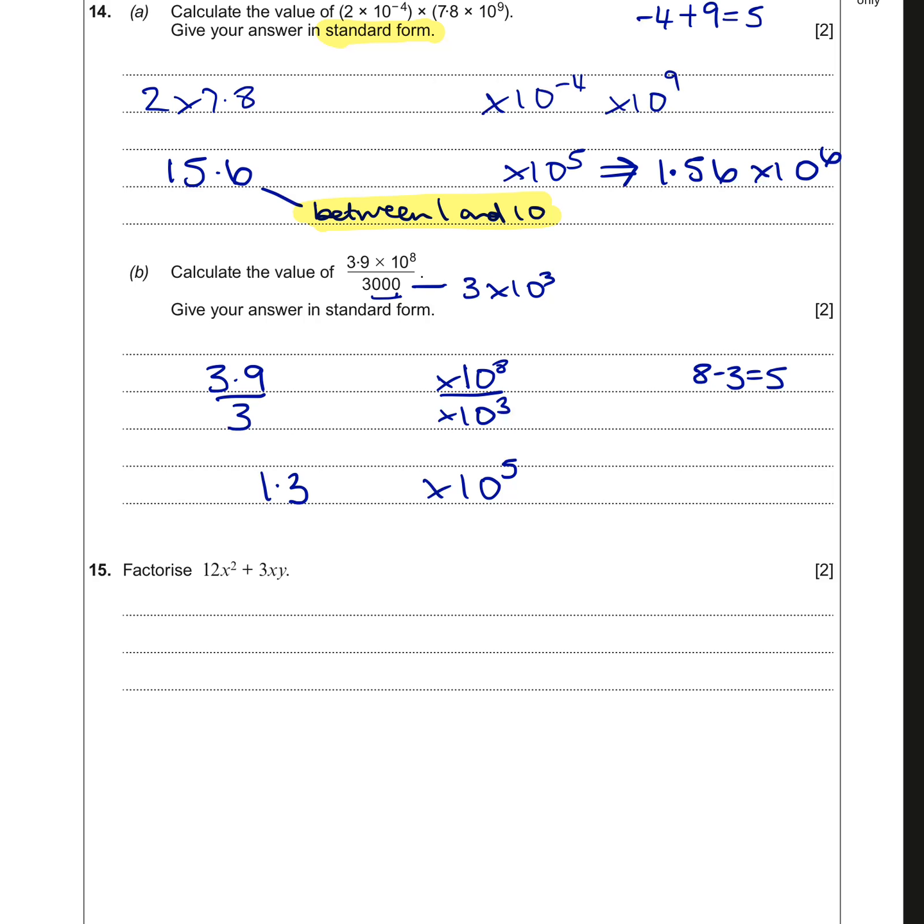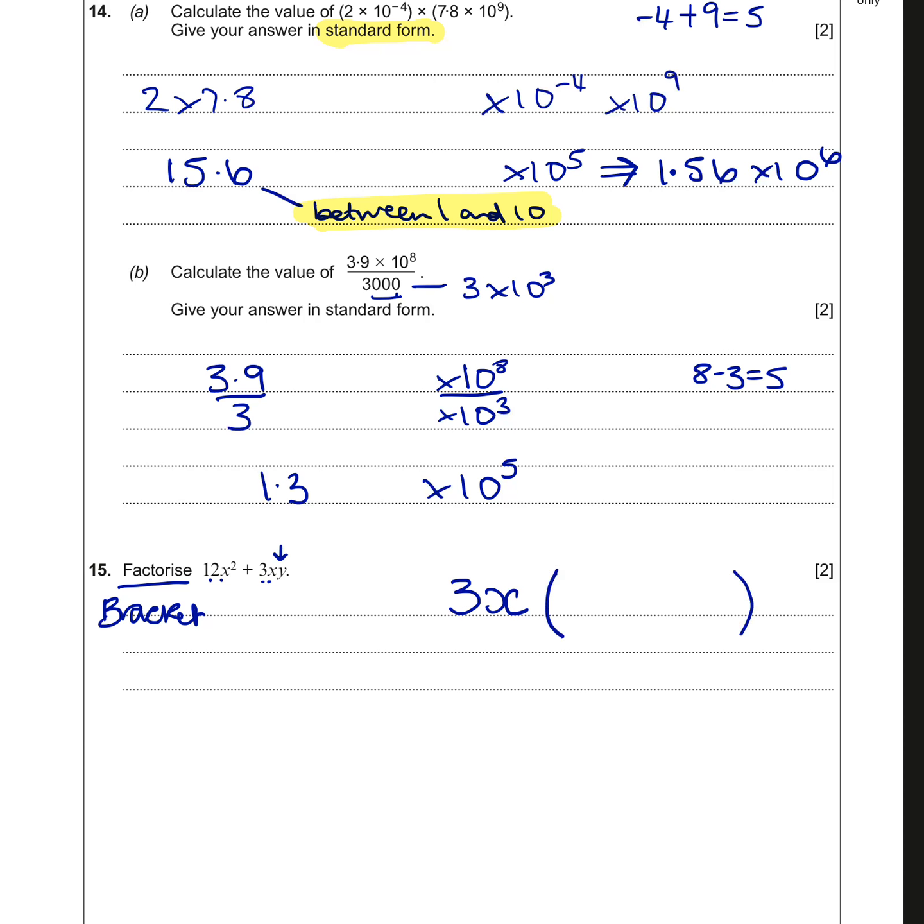Question 15 is factorise. Factorise means put a bracket in. It's the opposite to expand that we saw earlier. If we need to put a bracket in, we need to look at the 12 and the 3 and pick the biggest number that will go into both. Look at the x squared and the x and see that there's an x in both. And the y doesn't have a counterpart in the first term. So because there's no y's in here, we can't take a y outside the bracket.